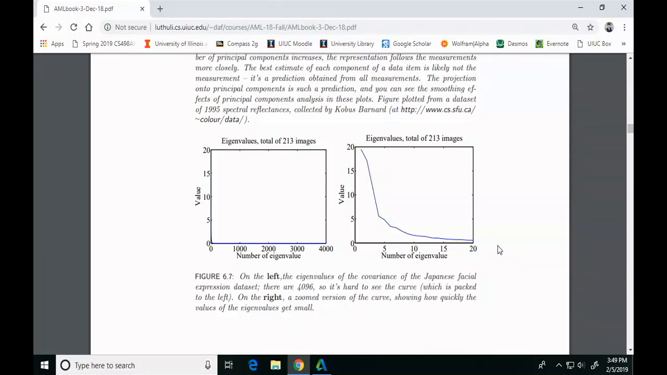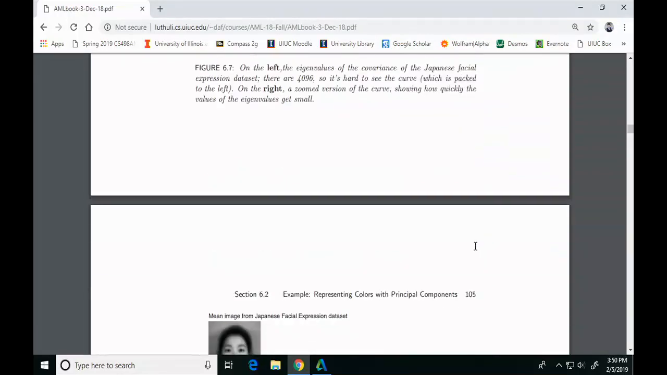The right-hand side graph is the same thing, just zoomed into the first 20 eigenvalues, and what you can see is by the time you hit 5 or 6 eigenvalues, you've already dropped quite a bit of the variance. And by the time you hit 10, you've dropped a huge amount of the variance. Let's see how this actually works.